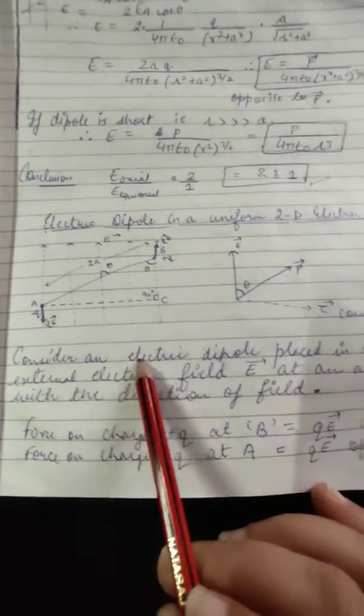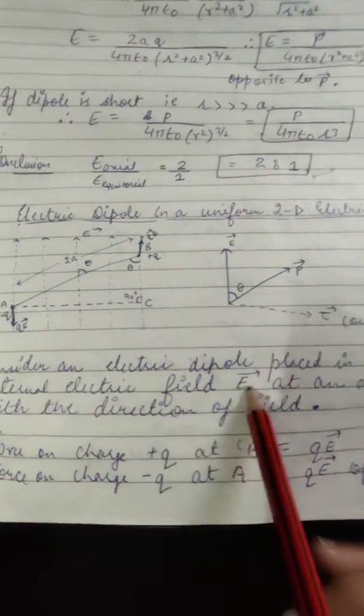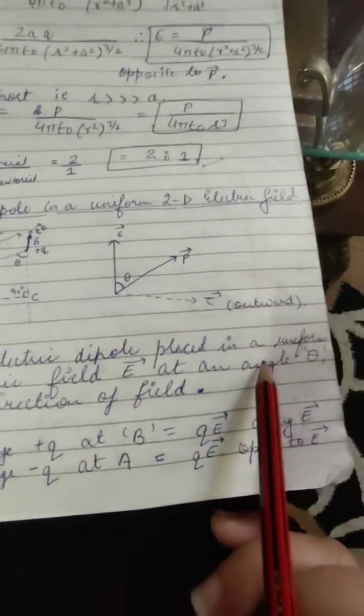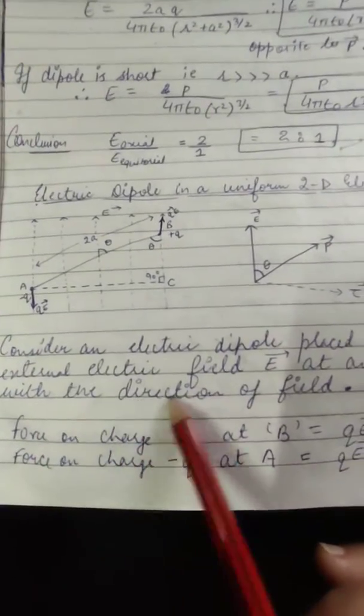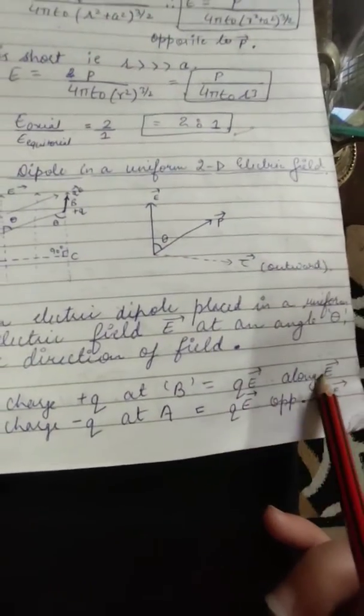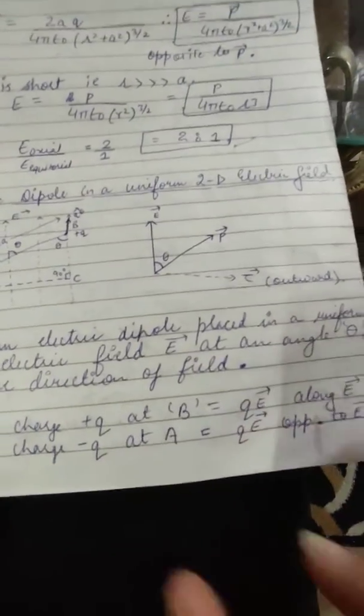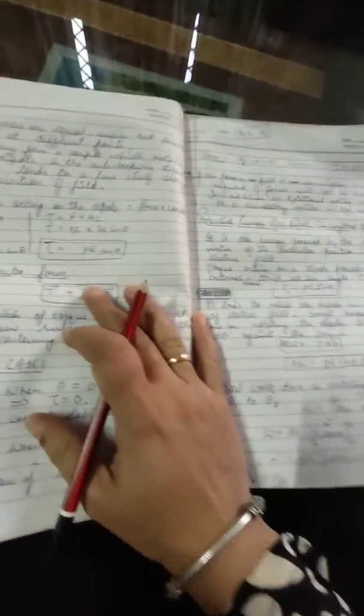Now consider an electric dipole placed in a uniform external electric field E at any angle theta with the direction of the field. Force on a charge plus q at B is equal to qE along E. Force on a charge minus q at A is qE opposite to E. If the charge is positive, the force will be outwards. If the charge is negative, it will be inverse.